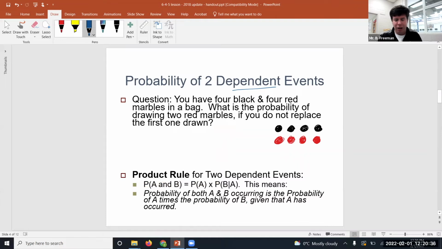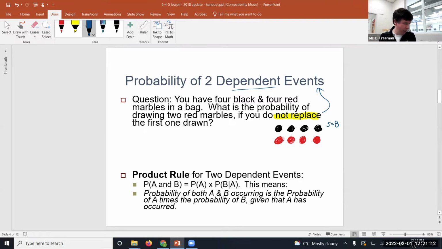Often with these questions, it's nice to draw it out a little bit just so you can see what happens when you pick one of the marbles. What is the probability of drawing 2 red marbles if you do not replace the first one drawn? It's the not replacing that links this to dependent events. If we had replaced it, the probabilities wouldn't change each time. But because you're taking a marble out, my original sample size, which is 8, is going to change as I take out some of the marbles.